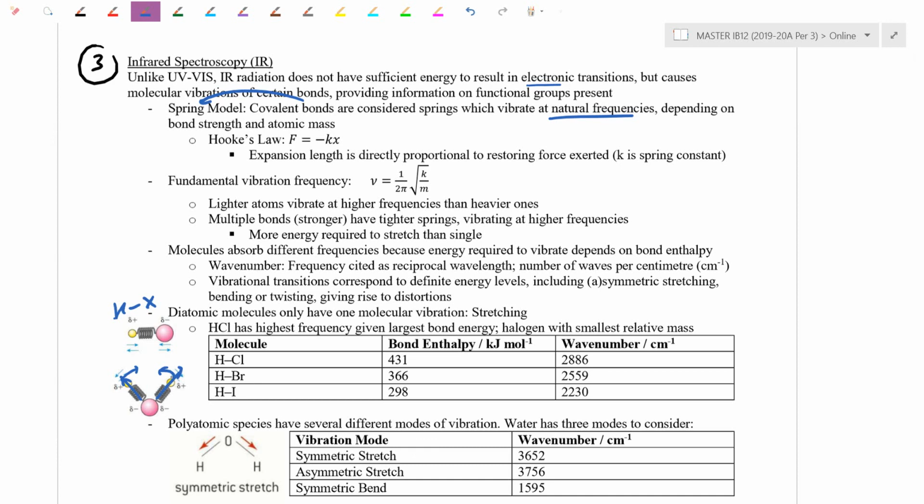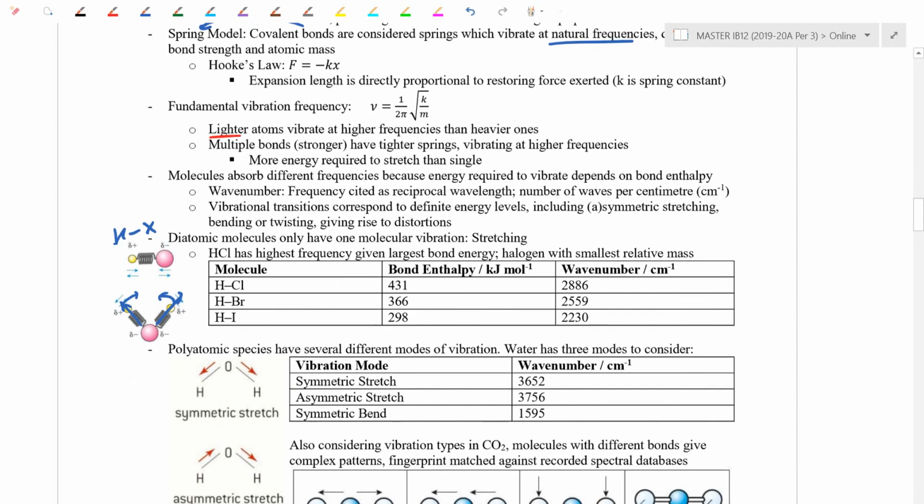We can have a generalization here. If I'm a lighter atom, so let's say a diatomic and it was HF as opposed to HI, lighter atoms typically have higher frequencies. They're going to show up at higher wave numbers. Or multiple bonds here, they're a little bit more rigid, they're a little bit more tightly wound springs, and because of the tightness, that's also generally going to give you higher frequencies.